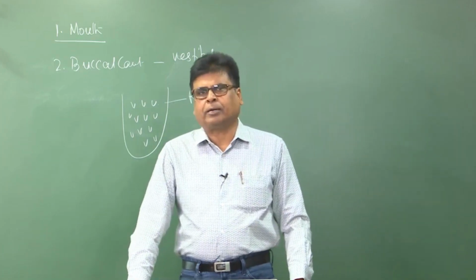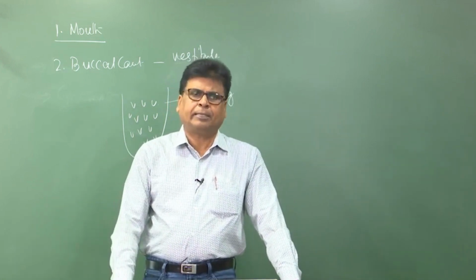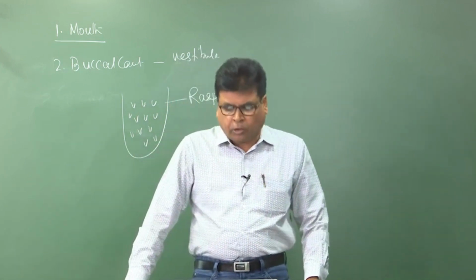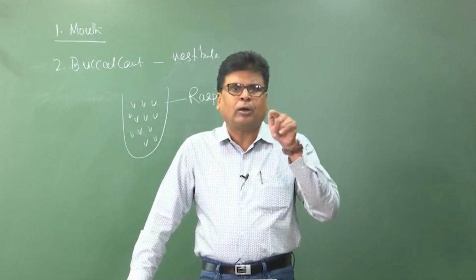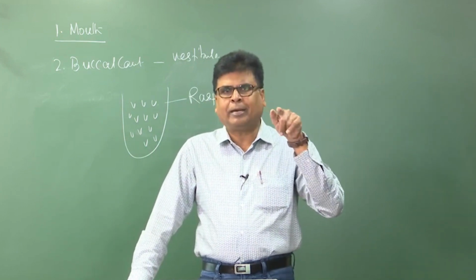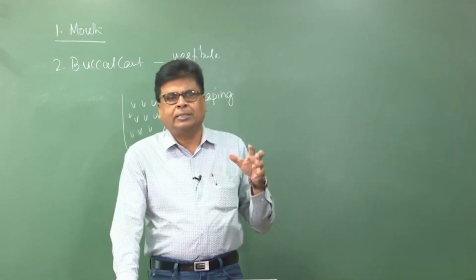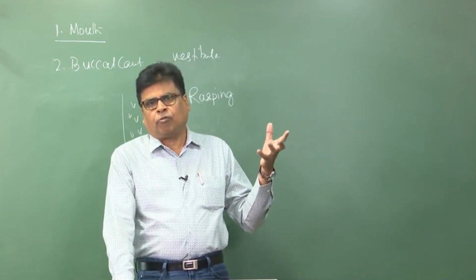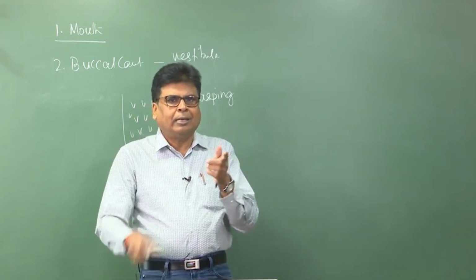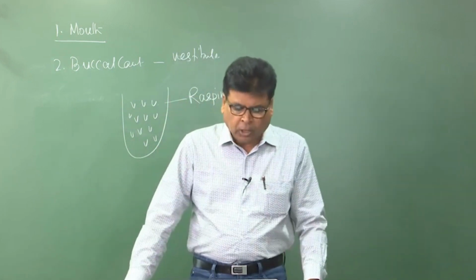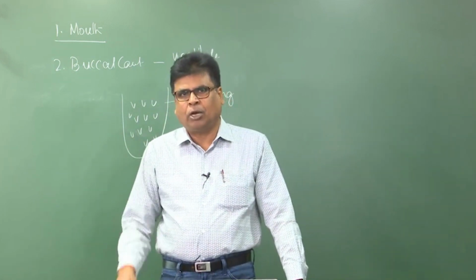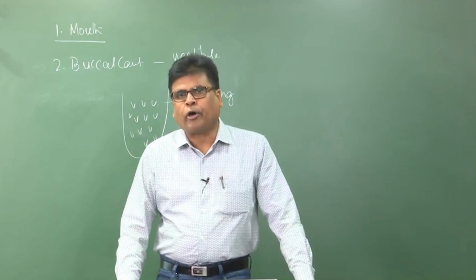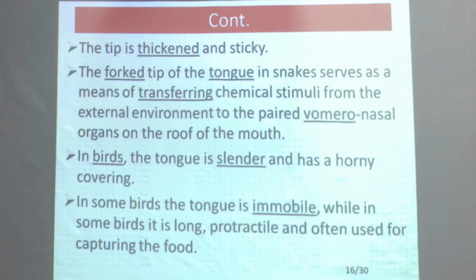Next we come to the next vertebrate, that is bird. In birds the tongue is slender. If you observe a bird, for example the fowl, the tongue is there in their beak, so it is seen. So in birds the tongue is slender, long, and has a horny covering. In some birds the tongue is immobile.